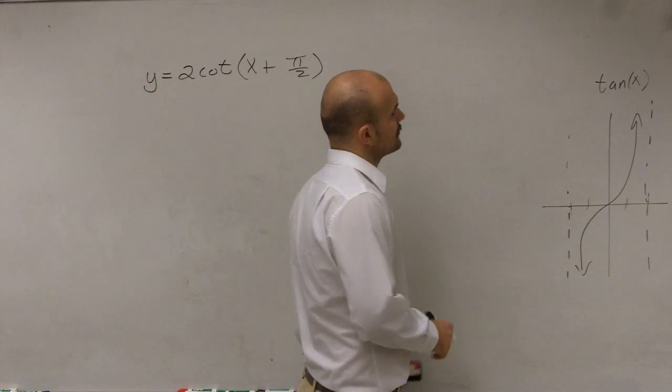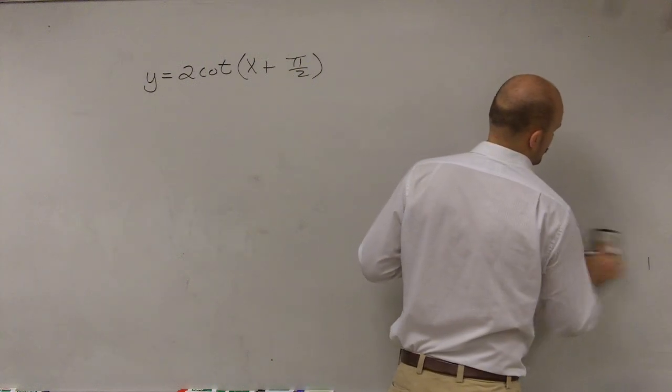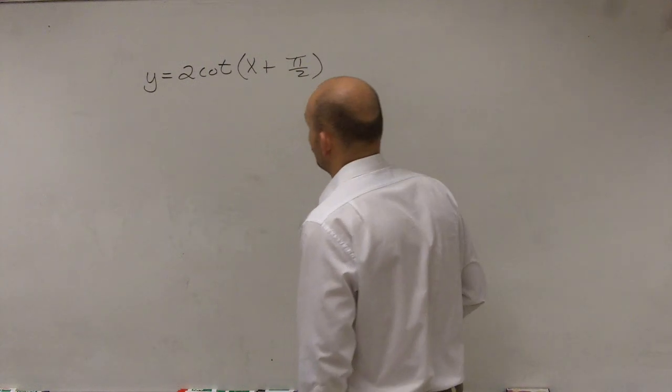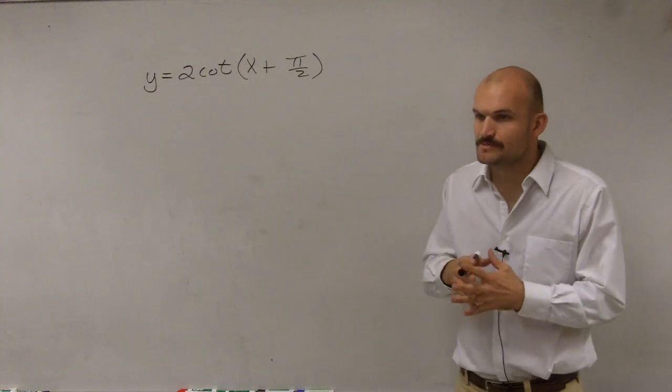All right. So, ladies and gentlemen, what I want to do is graph y equals 2 cotangent of x plus pi halves.